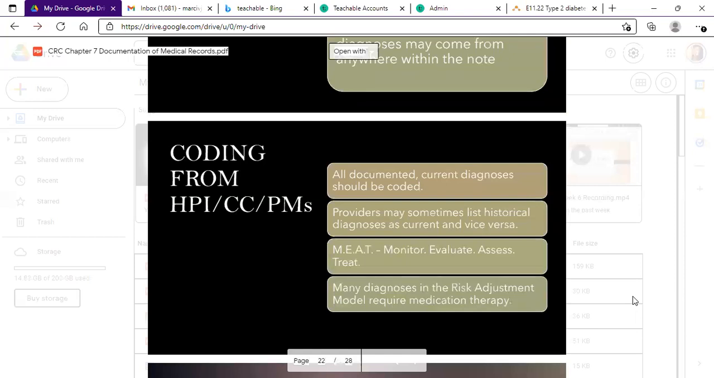So coding from the HPI, the chief complaint, and the past medical history. All documented current diagnoses should be coded. If it's documented, if you're currently being treated for it, you should code it. Providers might sometimes list historical diagnosis as current and vice versa. MEAT, that's the acronym used for monitor, evaluate, assess, and treat.